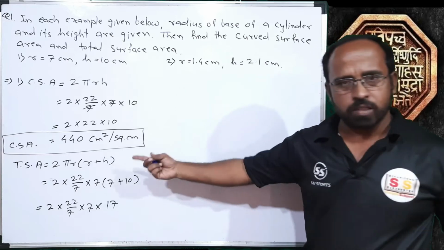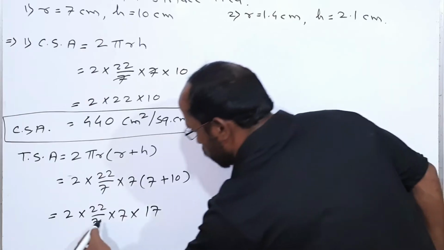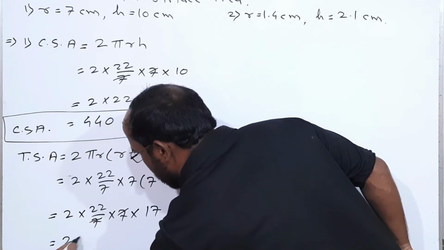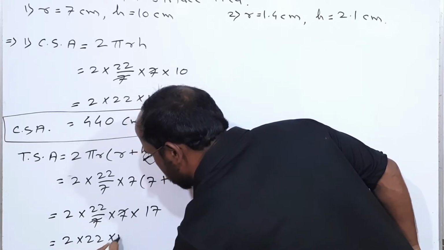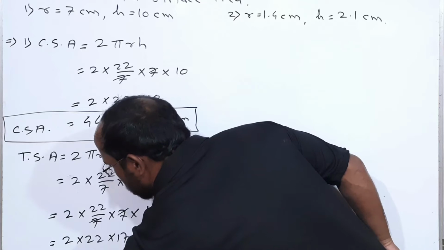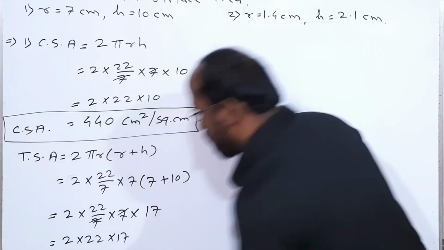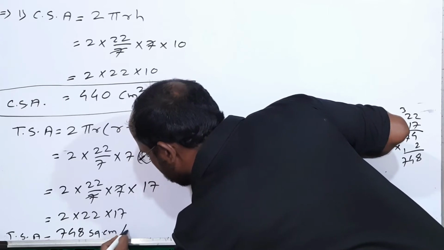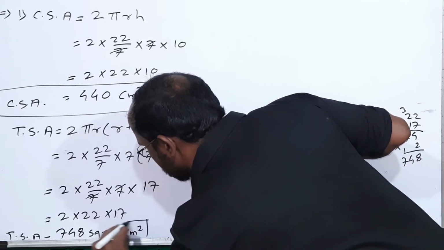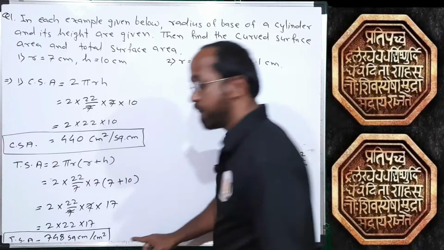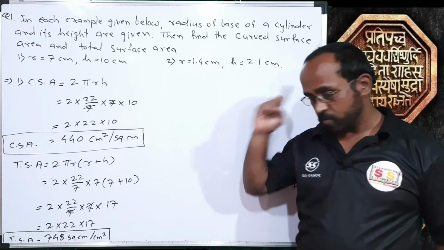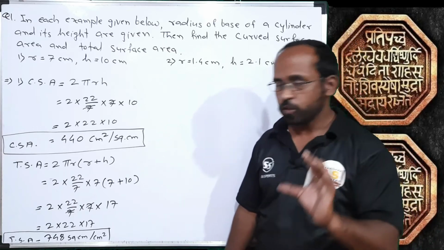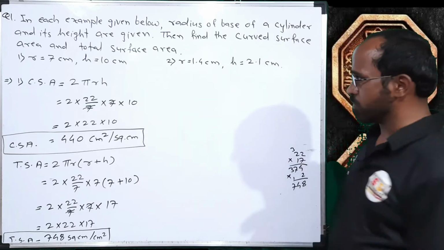Clear? Now just apply test of divisibility. So this 7 will cut. So what remains? 2 multiplied by 22 multiplied by 17. So total surface area is equal to 748 square centimeter or centimeter square. As we are finding area, please remember that the unit of area is in square. Unit of volume is in cube. So this difference please remember, guys.